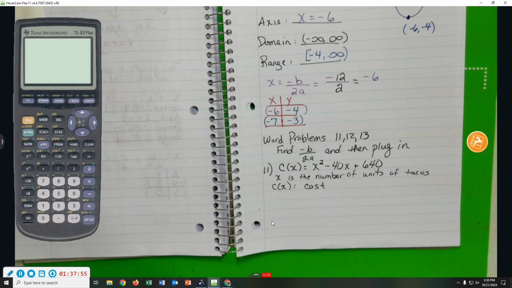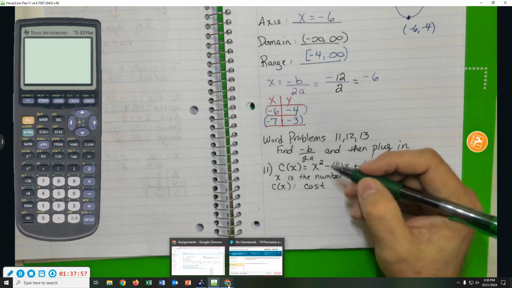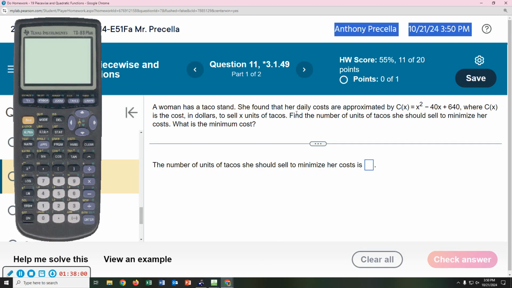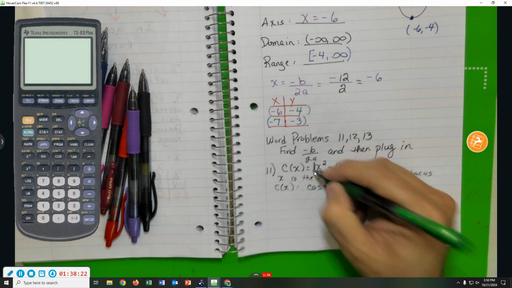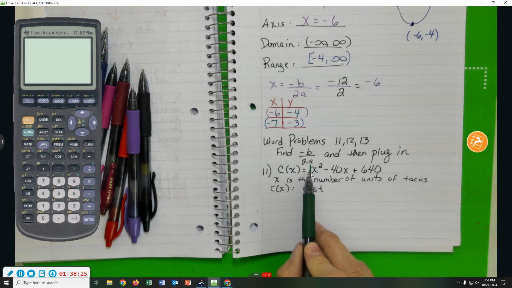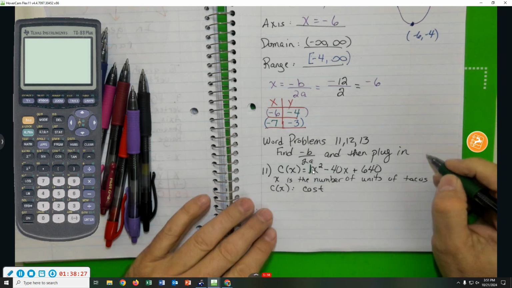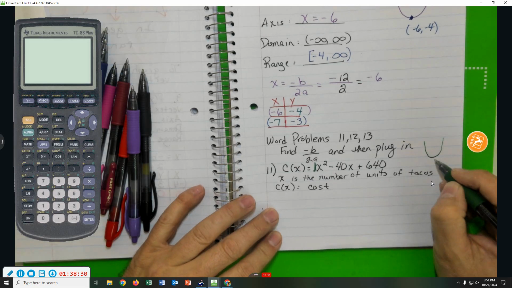And notice what they're asking for. Find the number of units of tacos she should sell to minimize her costs. And what is that minimum cost? Well, they didn't ask us to draw a graph of this function, but if they did, would we expect it to open up or down? What's the a value there? +1. So it's going to be opening up. The a value is positive, so we expect it to open upward.